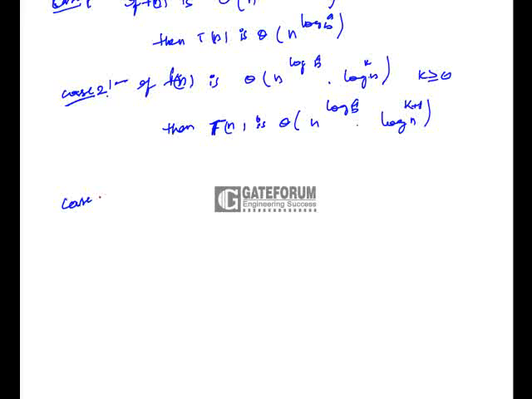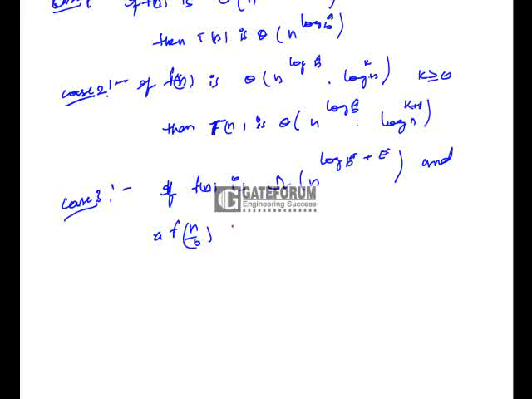If case 2 is not satisfied, then we go to case 3, and the condition for case 3 is: f(n) is omega of n^(log_b a + epsilon), and a times f(n/b) should be less than or equal to delta times f(n). If these two conditions are satisfied, then T(n) is theta of f(n).